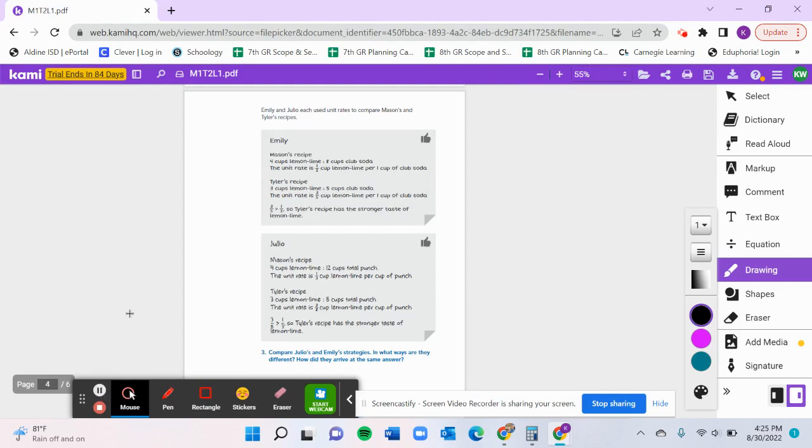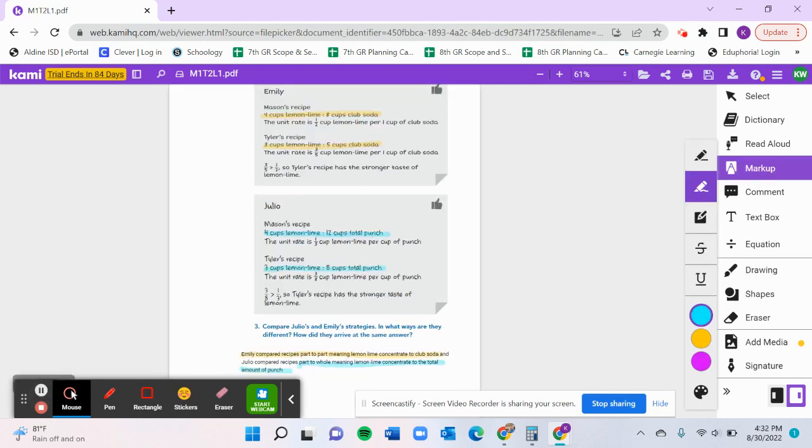Now for question 3. It says, compare Julio's and Emily's strategies. In what ways are they different? How did they arrive at the same answer? So above you have Emily and Julio that compared Mason and Tyler's recipe different ways. Answer that question either with a partner or on your own. Pause here.